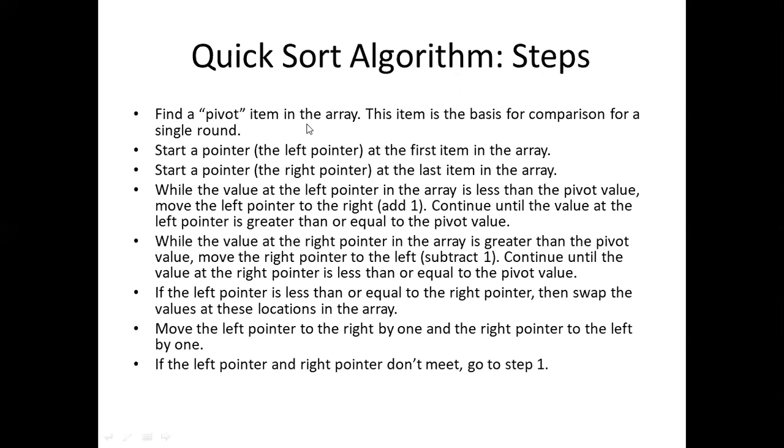Find a pivot item in the array. This item is the basis for comparison for a single row. Now, start a pointer, the left pointer, at the first item in the array. Now, start the right pointer at the last item in the array. So, we have a left pointer and a right pointer.